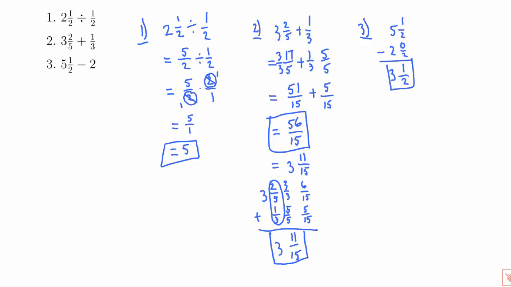I strongly recommend just doing it this way because, well, you can do it the other way. Let's just do that. 5 times 2 is 10, plus 1 is 11. Keep the denominator the same. And then minus 2, but it's not really 2, it's 2 over 1. So we'd multiply both the numerator and denominator by 2. So that gives me 11/2 minus 4/2. 11 minus 4 is 7 over 2. And this would be the improper form of 3 and a half. Notice 3 times 2 is 6 plus 1 is 7. So it gives me 7/2.